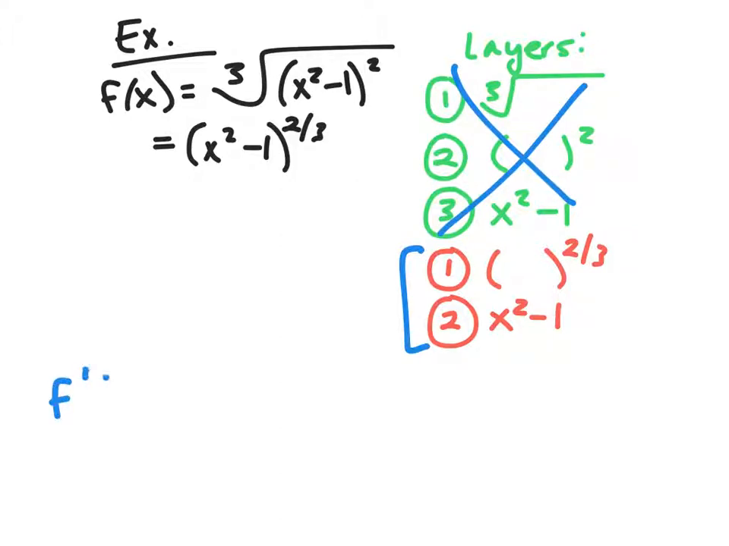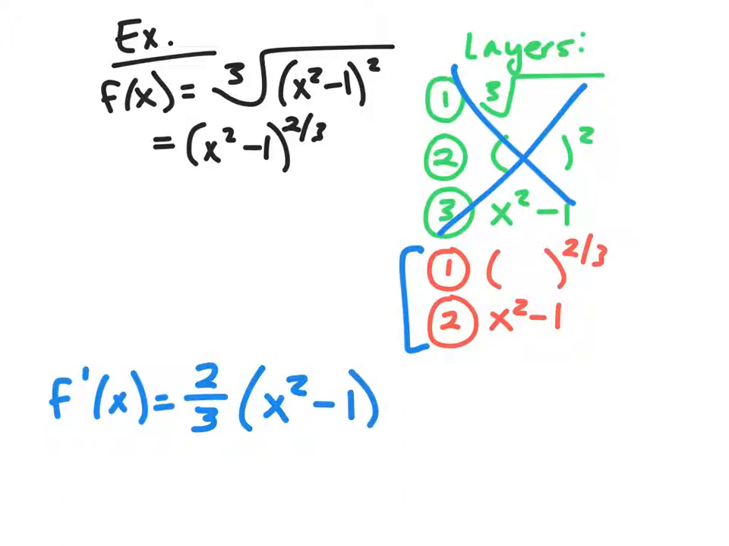So if I deal with the 2 layers, f prime of x says take the derivative of the outside layer first. So I'm bringing down the exponent of 2/3, but I'm going to keep the inside layer intact, so I'm keeping that x squared minus 1. Then I need to subtract 1 from the exponent, so 2/3 minus 1 is negative 1/3. And then I'm going to go back and multiply by the derivative of the inside, which would be 2x. And so there's my chain rule for my derivative here.